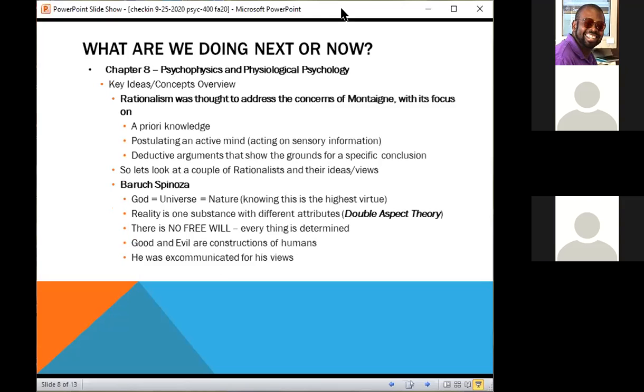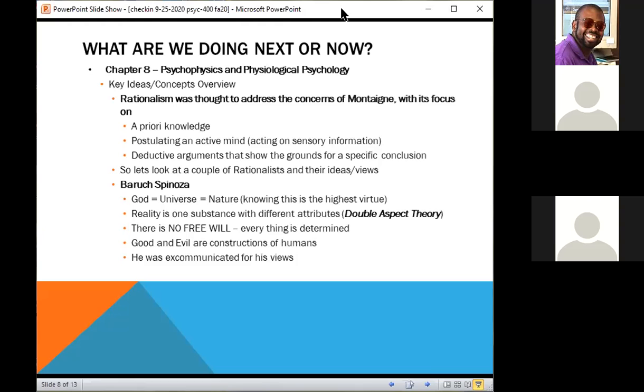So basically, Michel de Montaigne had lots of concerns that were of great interest to many individuals, and the rationalists wanted to try to address the concerns that Montaigne had. What they focused on was a priori knowledge, knowing things beforehand, using logic in that sense, postulating an active mind actively engaging itself with sensory information. They utilize deductive arguments that show the grounds for a specific conclusion. So they build their case using logic and rationale.